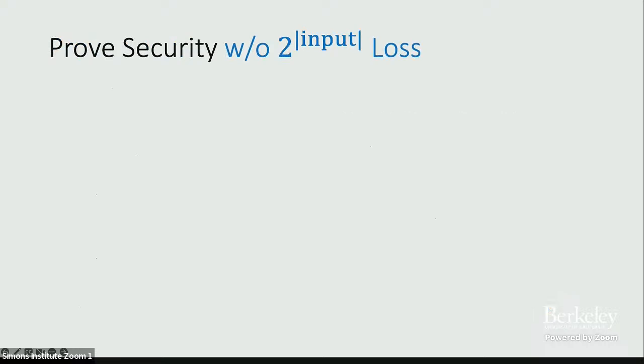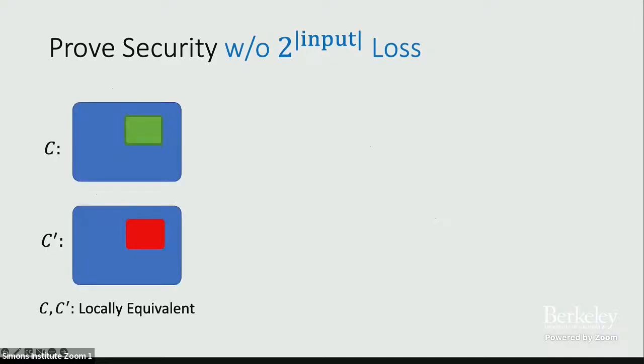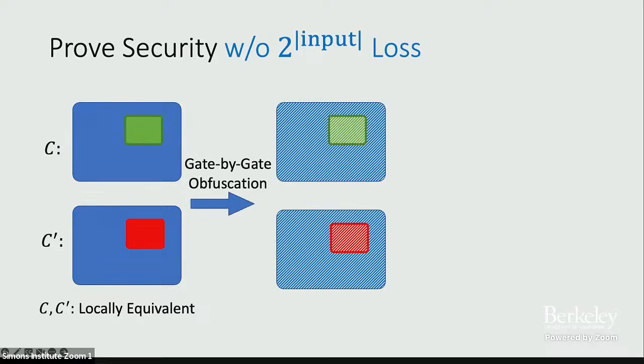And this feature is important for us to overcome the due to the input length barrier in the security reduction. So let's consider two circuits C and C prime that are locally equivalent, and we want to prove that the gate-by-gate obfuscations of them are also indistinguishable with a loss that is exponential in the input length. So how do we argue this?